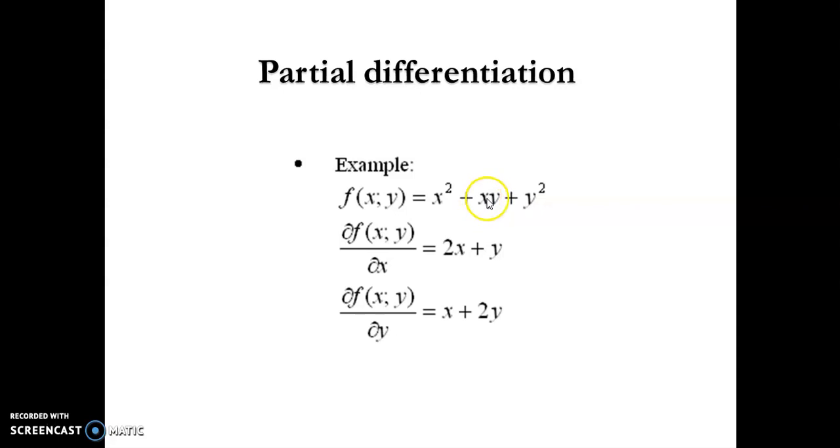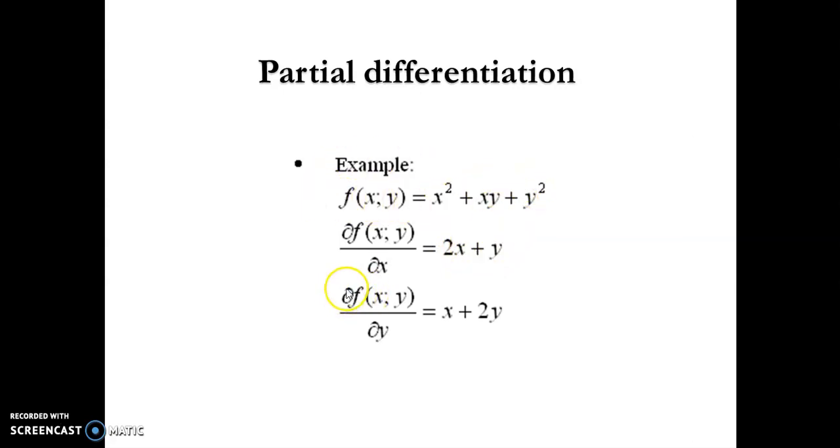So it's 1x, but x is now raised to the power of 1 minus 1, so it's raised to the power of 0, and anything raised to the power of 0 is just 1. So if we multiply that by this constant, we are just left with 1y. So we're just left with the constant in this case. So hence the partial derivative of this function with respect to x, holding y constant, is equal to 2x plus y. Now we're going to do the same for this function.